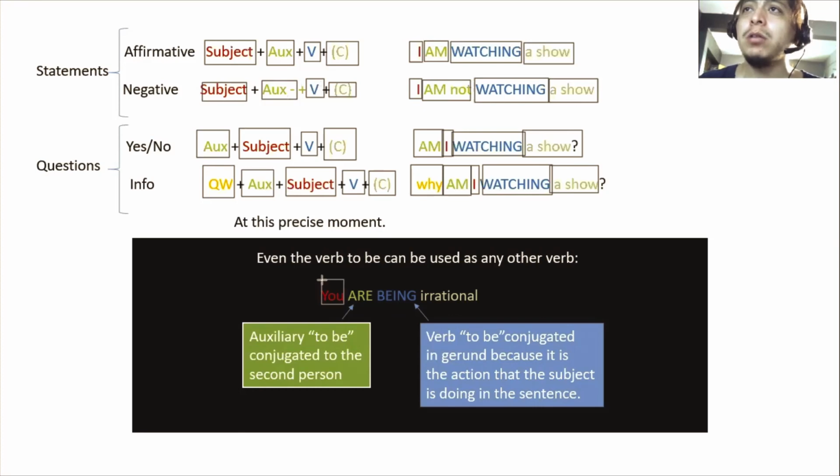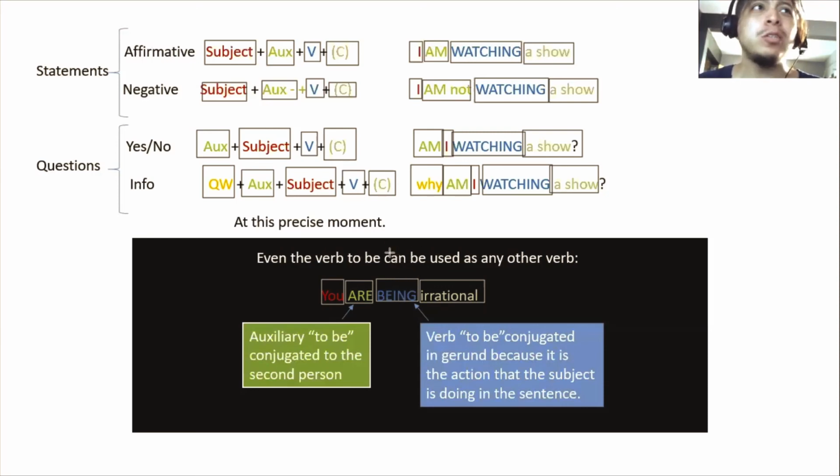Yo tengo mi sujeto, yo tengo mi auxiliar, que es el verbo to be, y yo tengo mi verbo, que también es el verbo to be. Como este es el verbo, está en ing. You are being irrational. Tú estás siendo irracional. In this moment, you are being like that. ¿Sí? Para hacer una oración en presente continuo o presente progresivo, el auxiliar siempre es are, is, or am, y cualquier verbo con ing, incluyendo el propio verbo be.